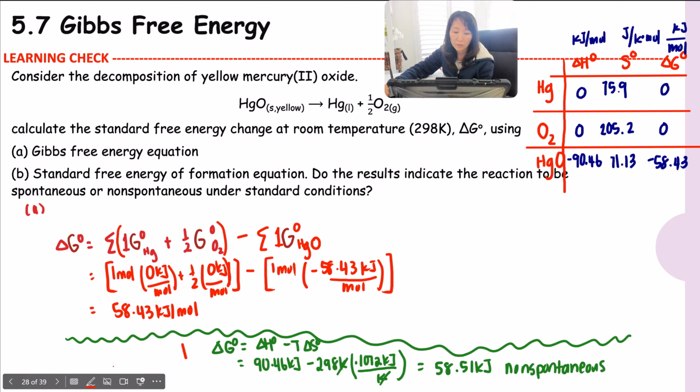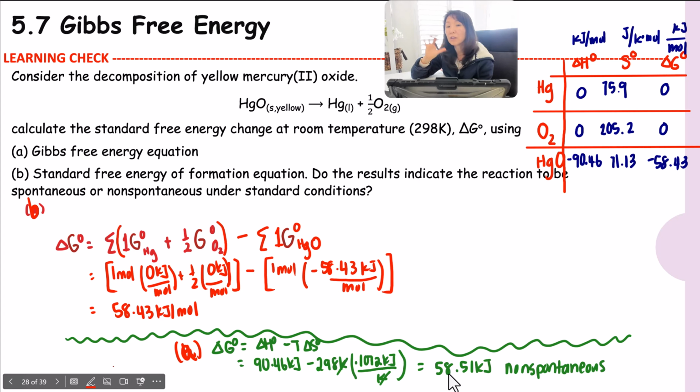So the one on the bottom was part A, and the top one is part B. This is part B now. Now look at the comparison between the delta G. So this one for part B for formation was 58.43, and this one from part A was 58.51.